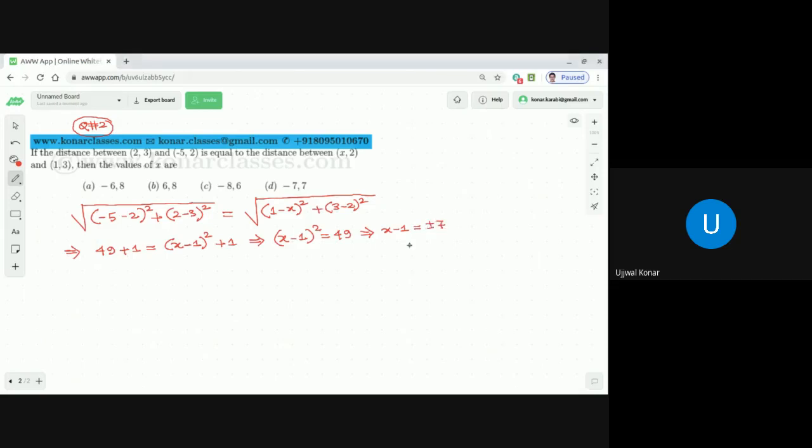Correct? So now if we consider the plus 7, then x minus 1 is equal to 7, and from here we get x is equal to 8. And if we consider x minus 1 is equal to minus 7, then we get x is equal to minus 6. So minus 6 and 8 are the solution, and hence we get the correct option as option A. It's quite a simple question. It's not difficult at all. I hope all of you got it.